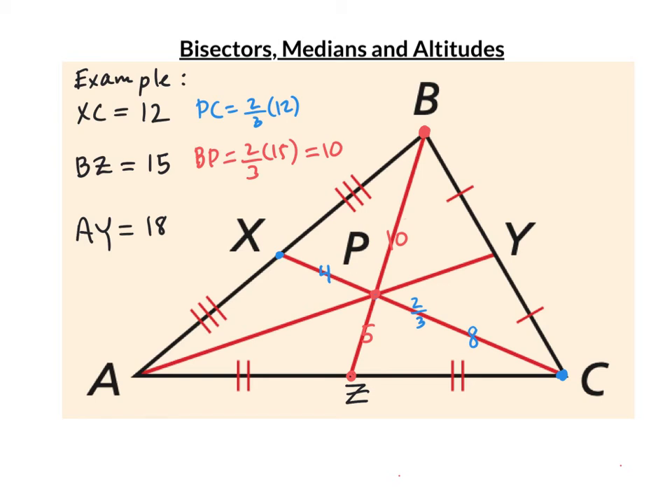If median AY was 18, break 18 into 3 equal parts. 18 divided by 3 is 6. Take 2 of those and you get 12. That's 2 sixes. And one of those, 1/3 of 18, is 6. Notice how 12 and 6 make 18.